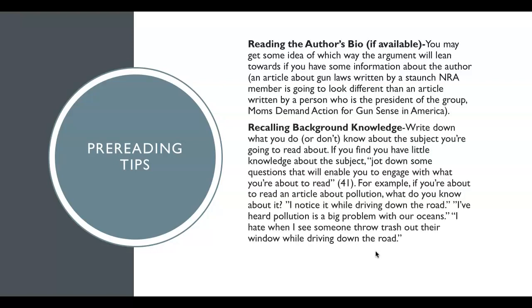Okay, you should always sit and think about the background knowledge that you know about the text. So if it is going to be an article about gun laws, think about what you do and don't know about gun laws, maybe here in the country, here in Kern County or the state. Maybe write down a few little things. Just writing this down can help you engage, as Bean says, with what you're about to read.